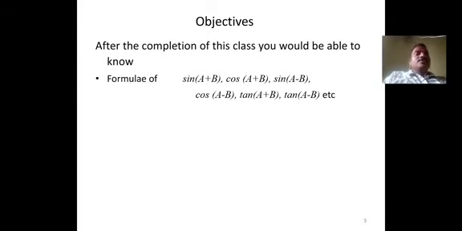Cot of A plus B is cot A cot B minus 1 by cot B plus cot A. Cot of A minus B is cot A cot B plus 1 by cot B minus cot A.